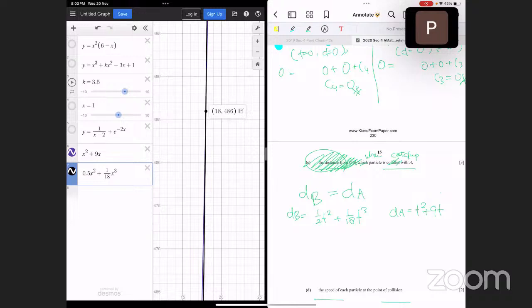Now, you don't have the Desmos, so what do you do to find this point? I'm going to invite Nicholas. Nicholas, what can we do? We don't have Desmos. What can we do to find this point where B finally catches up with A? We can make them equal each other. Very good. Because when they are equal, they are the same.